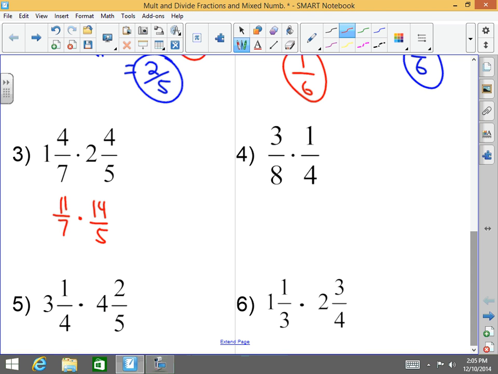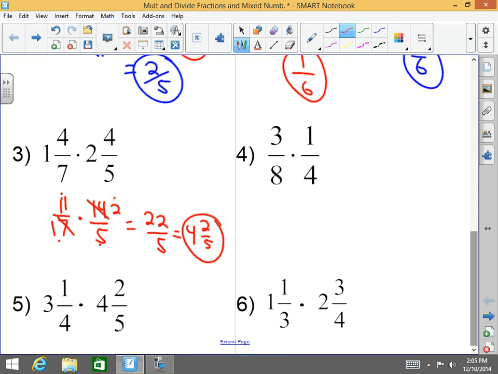Okay, let's see if we can cross divide. Can we cross divide anything here? The 7 and the 14. 7 goes into 7 one time. 7 goes into 14 two times. You're done. What's 11 times 2? 22. And 1 times 5? 5 goes into 22 4 times. And what's left over? 2 fifths. Improper fraction to mixed number. You're done. Cross dividing makes your life easy.